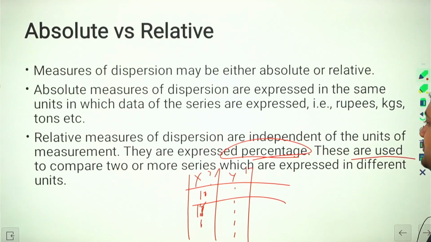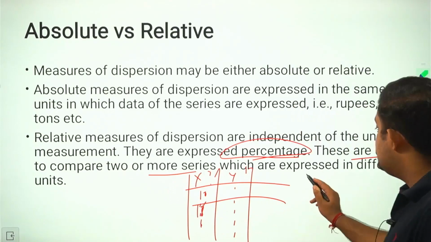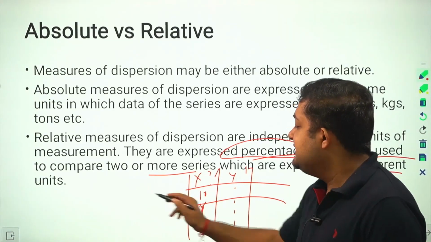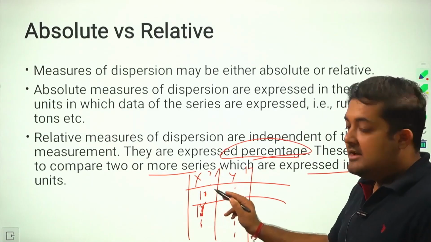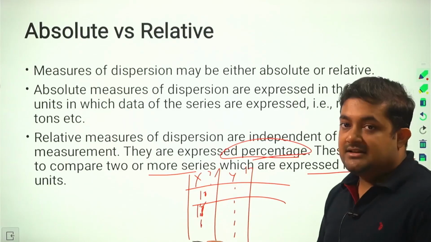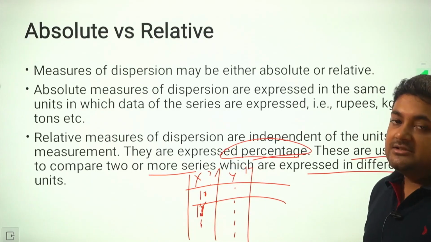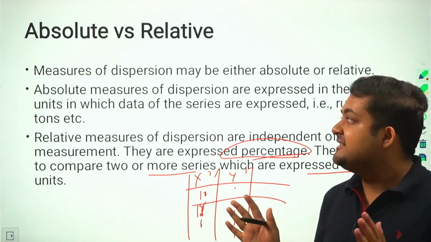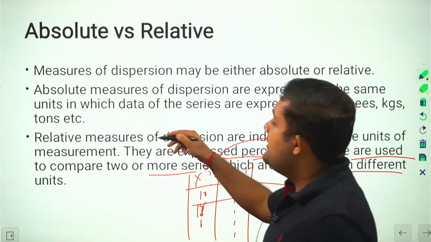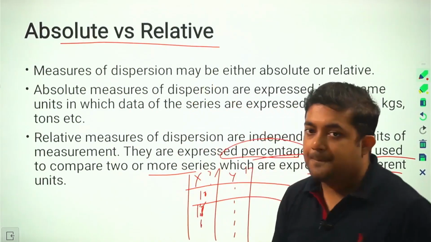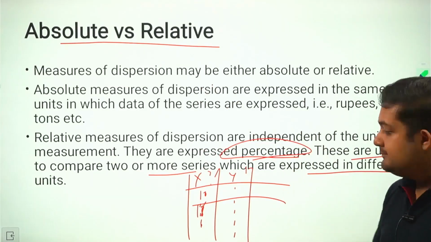So these are used to compare two or more series which are expressed in different units. So basically, here as I gave X and Y, to compare both the series we use relative measures of dispersion. I hope this is clear, the basics of absolute versus relative. Okay, I hope this is clear.